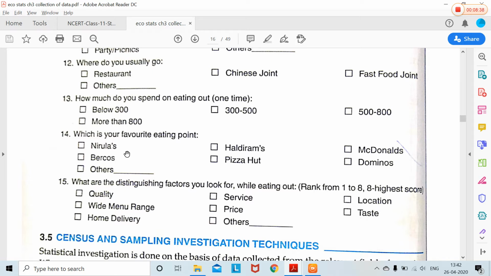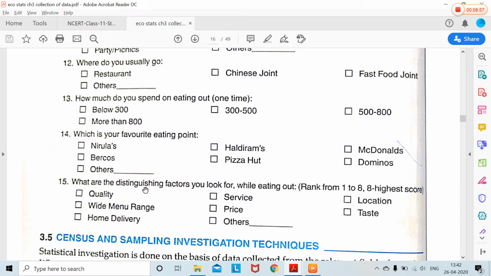Favorite eating point, mostly people will write others if the options are not covered here. But maybe the purpose of the study of this questionnaire is to know how popular Haldiram's is or how popular Pizza Hut is and all that. So the person has given all these options already. Nirula's, Barbeque Nation, Haldiram's, Pizza Hut, McDonald's, Domino's, and etc. Others may. Then what are the distinguishing factors you look for?